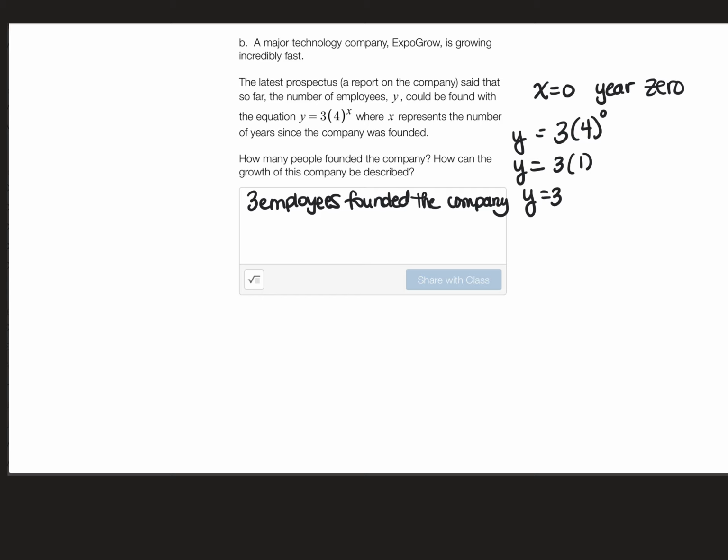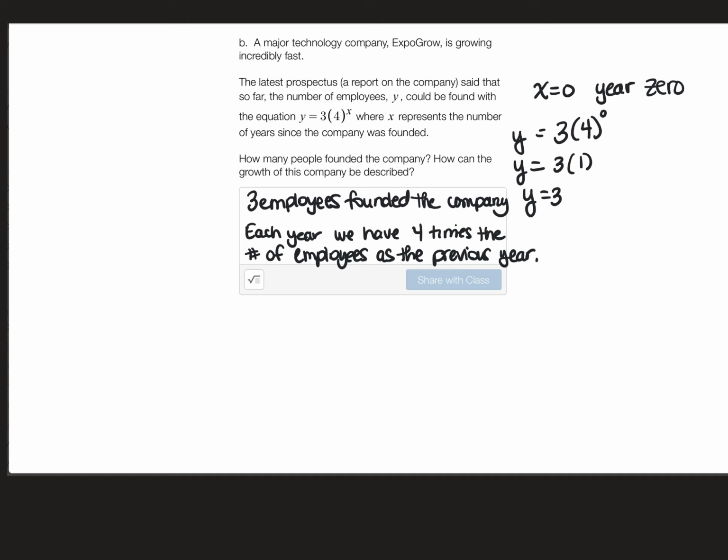How can the growth of this company be described? Well, it looks like every year we multiply the previous year by 4. So each year we have 4 times the number of employees as the previous year. All right, and that's how we would describe our growth. So there's how many people founded the company, and that's how we would describe our growth.